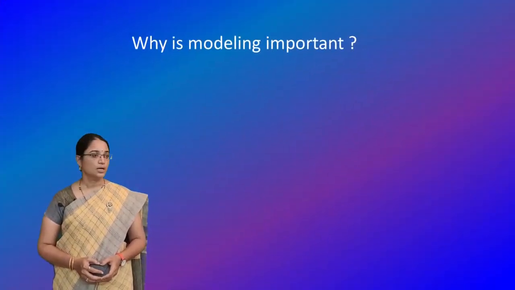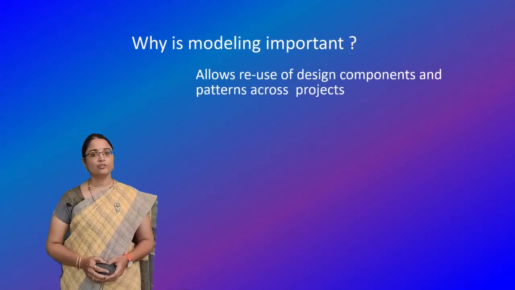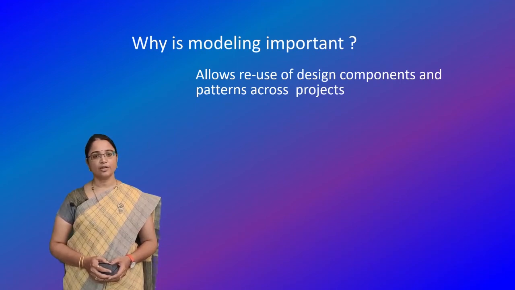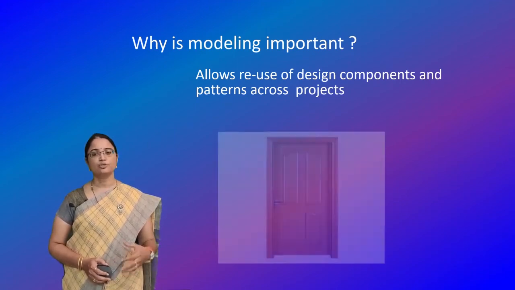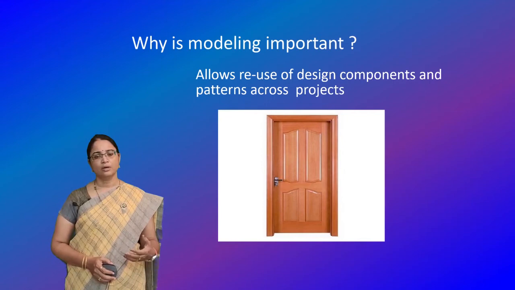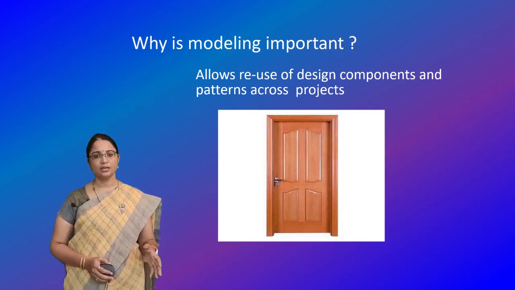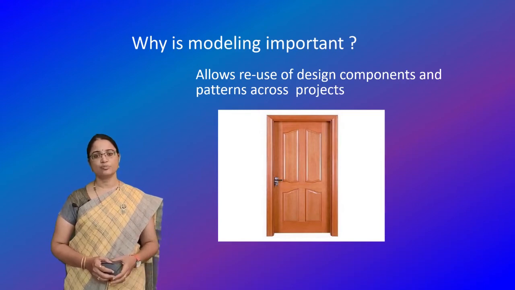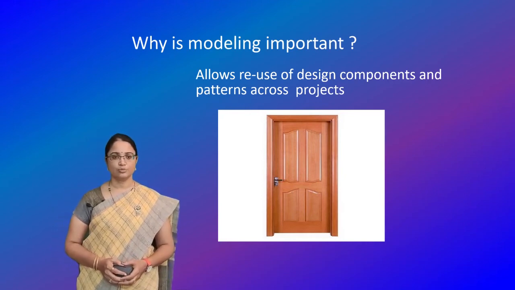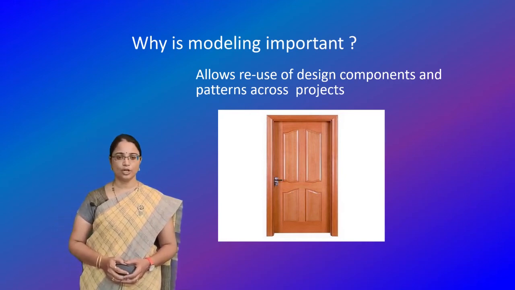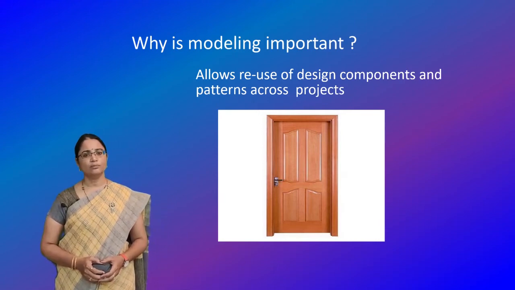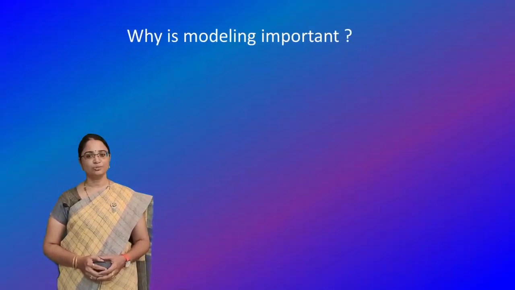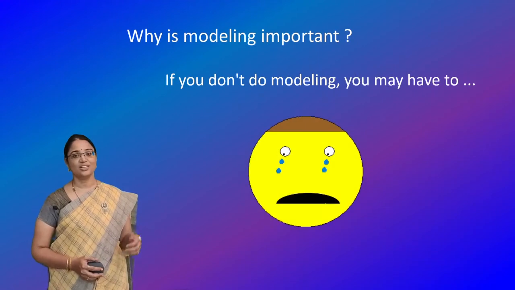Next one is it allows reuse of design components and patterns across projects. So we can use many components. The main goal of using object-oriented programming is simplicity and reusability. So we are using the same object-oriented concepts so that we can reuse the design components in the next part of the designing also. So this is the use of using this modeling. And if you don't do modeling, you may have to cry. So that is shown in the PPT.